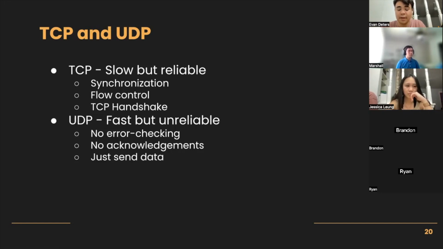Whereas UDP is fast but unreliable, with no error checking. It's just sending stuff out. This is what streaming services use, right? You have a lot of data in the form of pictures coming in if you're streaming Netflix. You don't need every single pixel to be picture perfect. That's just going to slow things down. You don't want to watch a buffering screen instead of a show.